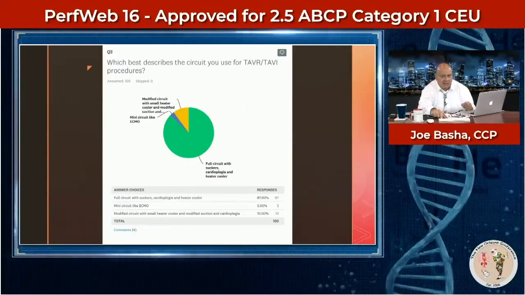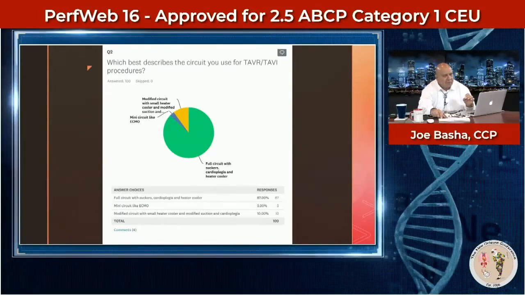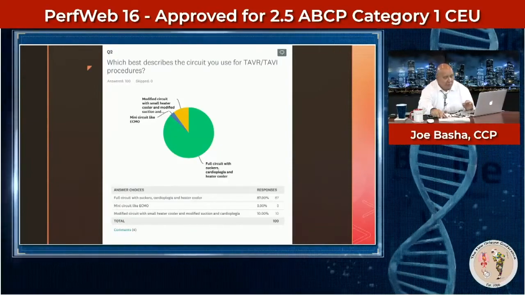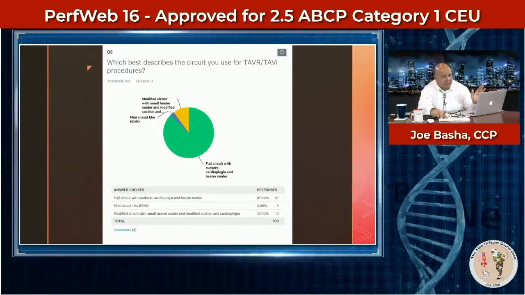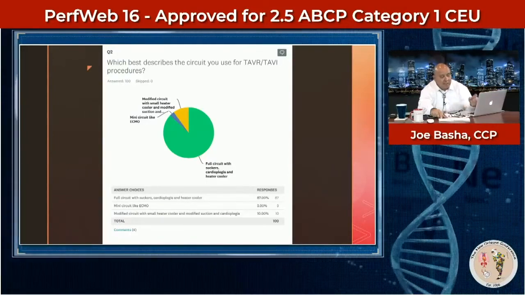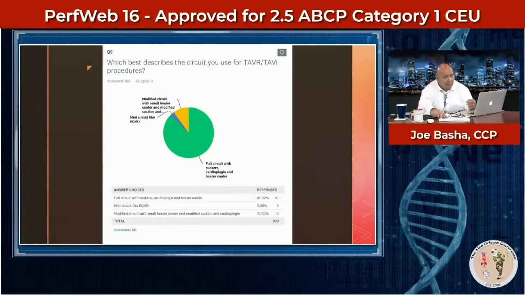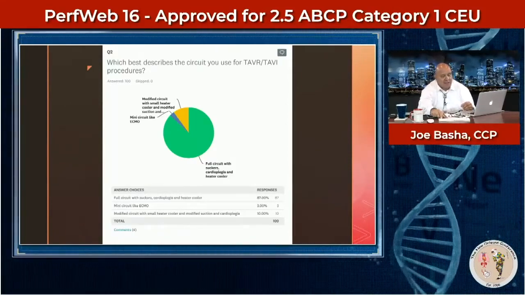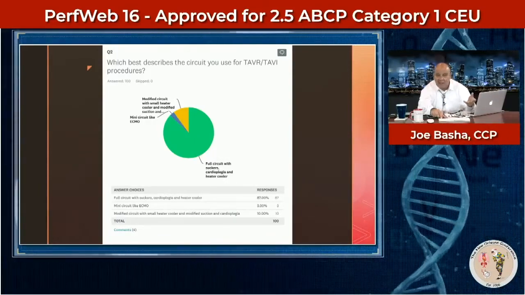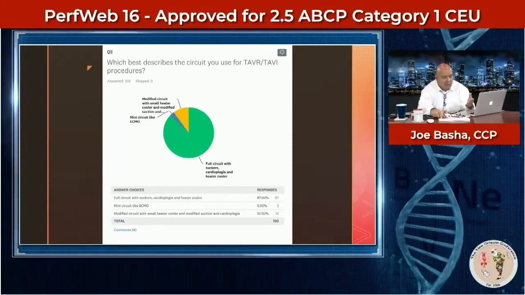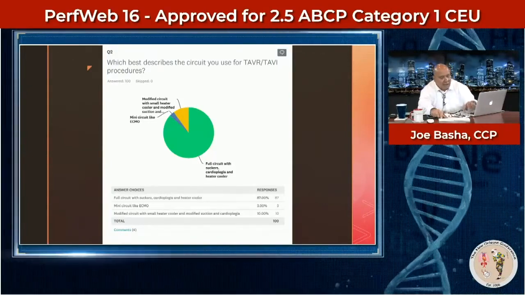And then going to the next slide here, it asked which best describes the circuit you use for TAVI procedures. What I found interesting was full circuit with suckers, cardioplegia, and heater cooler. In other words, the full cardiopulmonary bypass circuit was 87%. Mini circuit, like having an ECMO, which is what I was using today, is only 3%, and a modified circuit with small heater cooler and modified suction and cardioplegia was 10%. Now, I guess that's just a mini bypass circuit. Maybe they used a smaller machine that only had 2 roller pumps and a centrifugal, so kind of like a bigger ECMO, but a smaller heart-lung machine. That's what I'm assuming that is there.